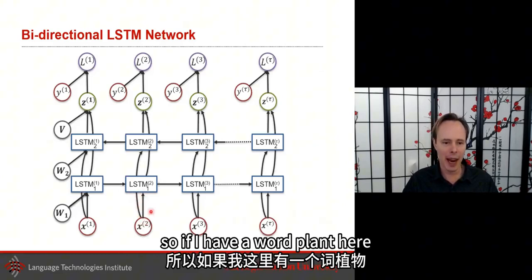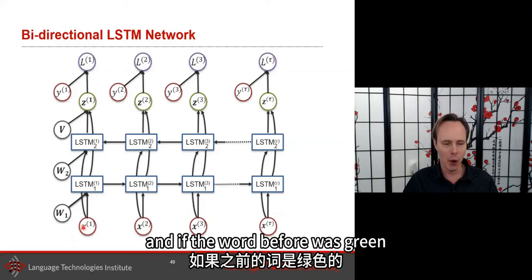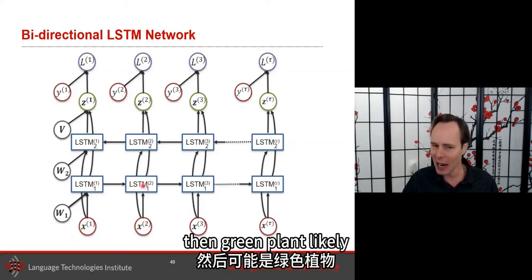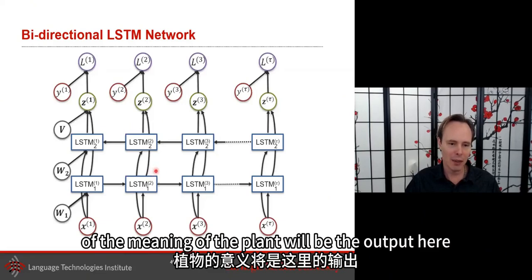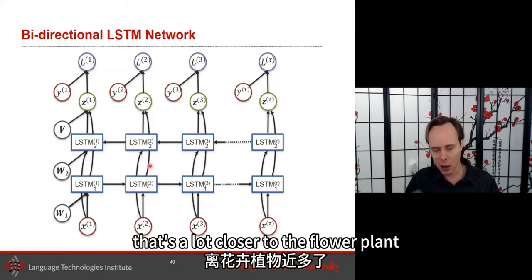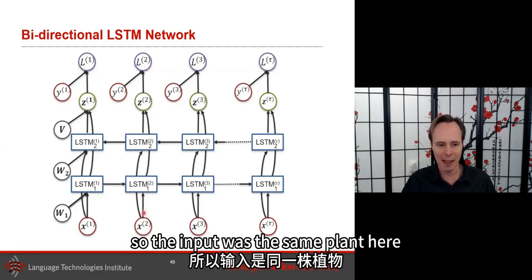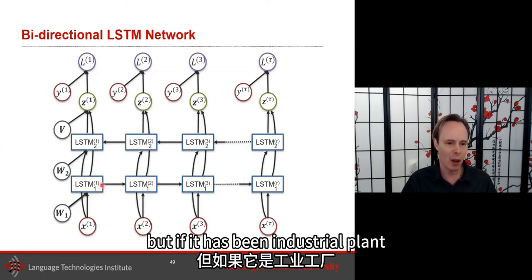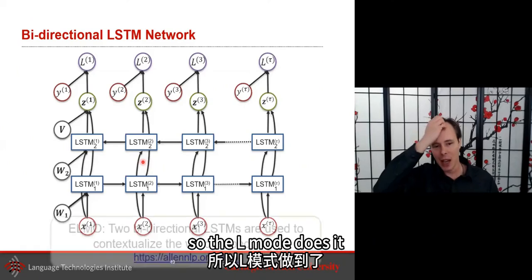So if I have a word plant here, I can go and look at the word before, and if the word before was green, then green plant likely means that the output here, the meaning of the plant, will be a meaning that's a lot closer to the flower plant instead of the factory plant. So the input was the same plant here, but if it had been industrial plant, then in this case the output here would have been different. So Elmo does it.